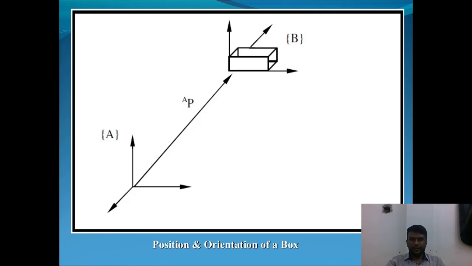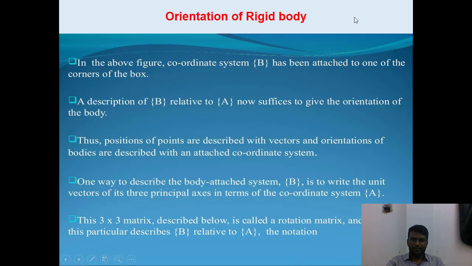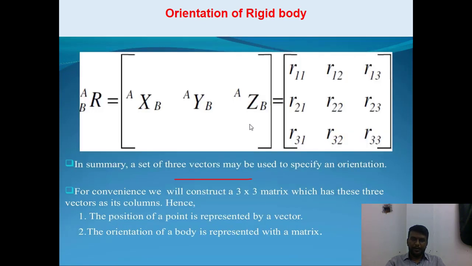So this matrix that defines the orientation of box B relative to A is called the rotation matrix, and that will be sufficient to define the orientation of the box in frame B relative to A. That matrix is called the rotation matrix and is given by a 3 by 3 matrix. The summary is that position is defined by a vector while the orientation is defined by a matrix.